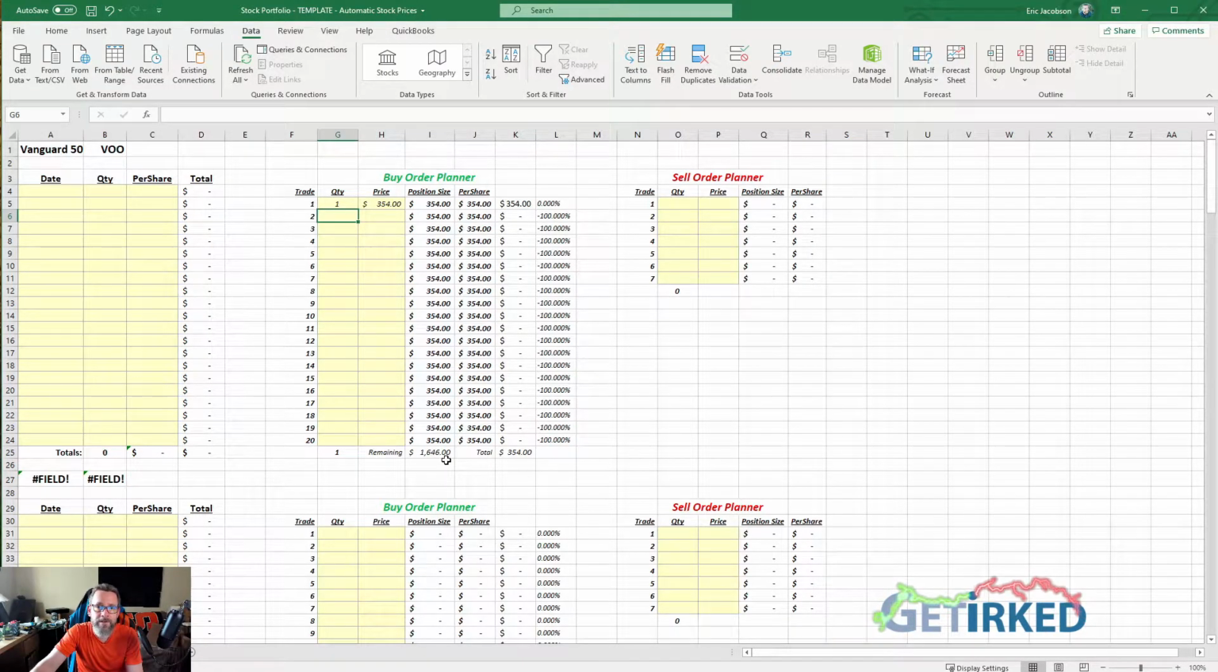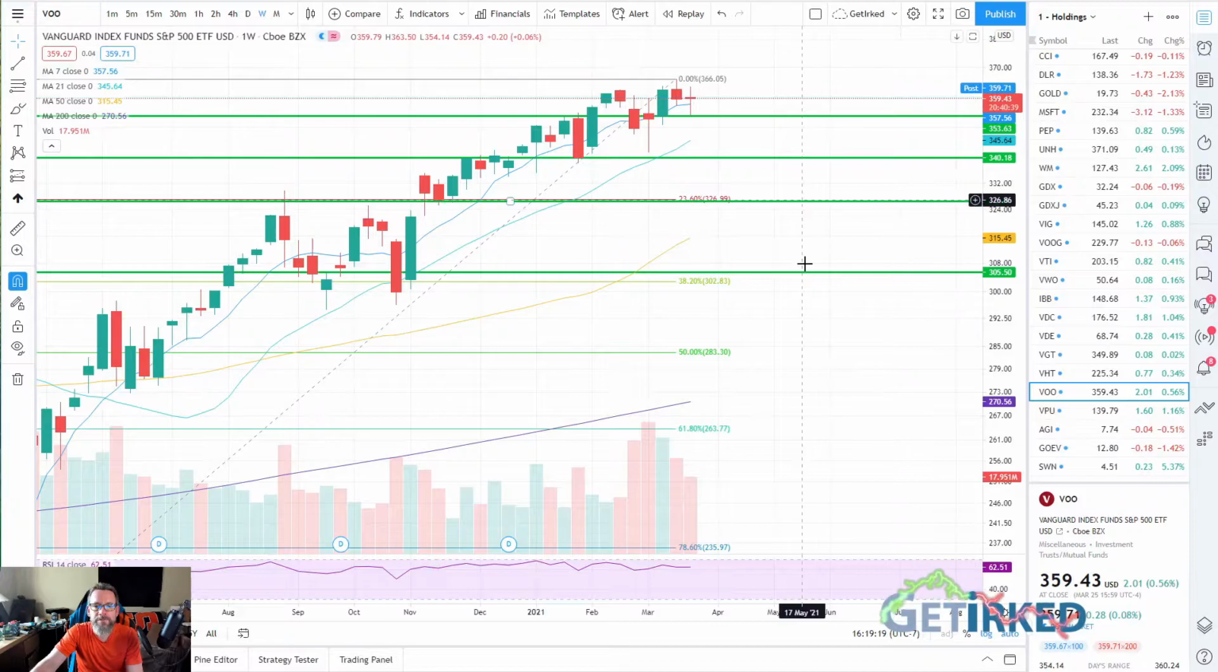You have $1,646 remaining, and now you can put in your second order. So we'll tab back to our TradingView, and we see that our second order would be at about $340.18 if we were at this base.